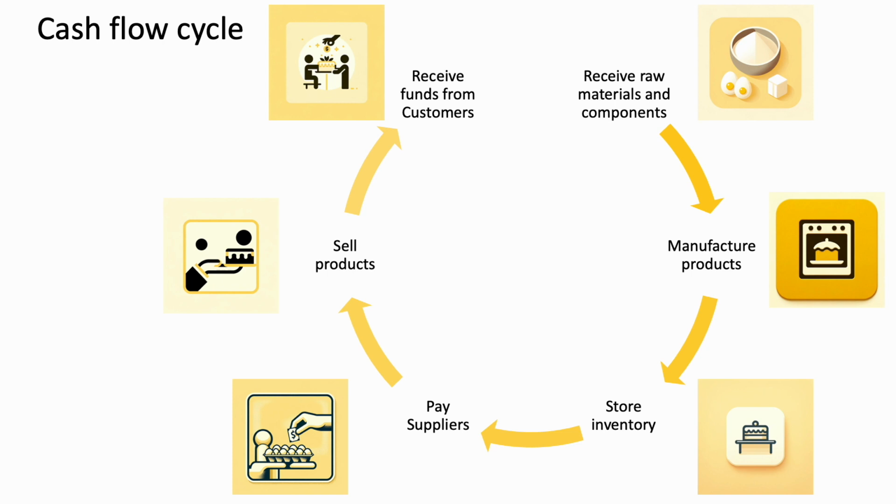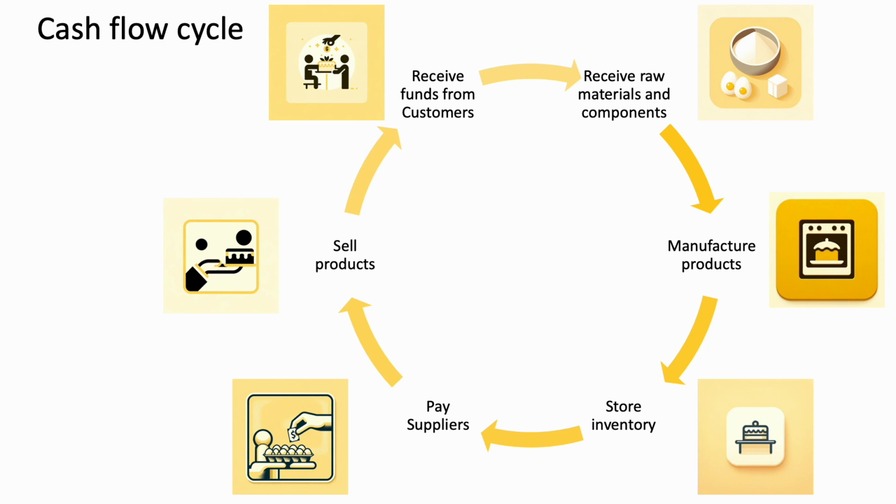And here's the cool part. After step 6, you go right back to step 1, just like baking another cake for another bake sale. The cash flow cycle keeps going, with businesses repeating these steps to keep their operations running smoothly, just like you keep baking cakes for your bake sales.